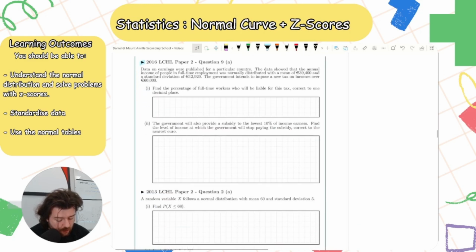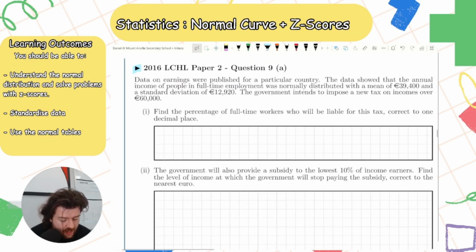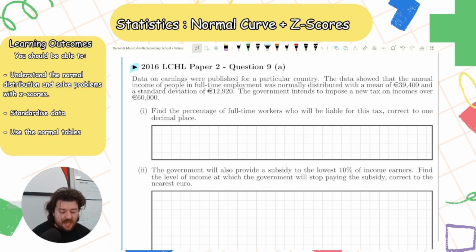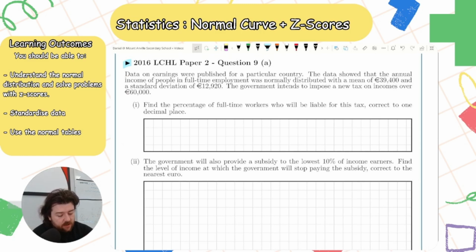Right, and then let's just do one more here. In 2016, data on earnings were published for a particular country. The data showed that the annual income of people in full-time employment was normally distributed with a mean of 39,400 and a standard deviation of 12,920. The government intends to impose a new tax on incomes over 60,000. Find the percentage of full-time workers who will be liable for this tax. So you will be liable for this tax if you earn over 60,000.